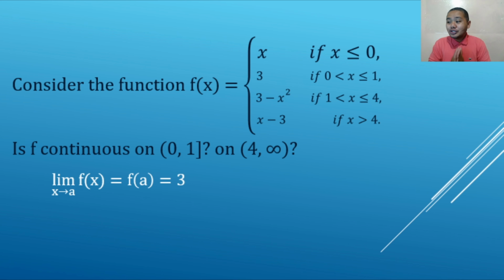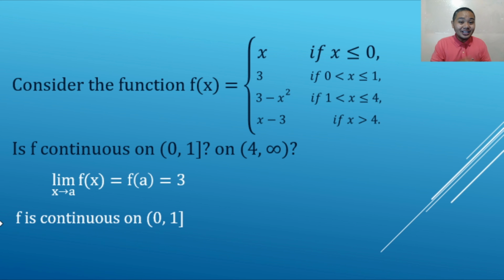Sir Ben, bakit yung limit ng f of x equal sa 3? Kung natatandaan nyo yung theorems on limits, the limit of a constant as x approaches to any number is the constant itself. So, f of x is 3. So, the limit of 3 as x approaches to any number between 0 and 1, that will be 3. Sir Ben, bakit yung f of a is 3? So, wala namang variable yung f of x natin dito. So, therefore, 3 pa rin siya. So, in that case, we can say that f is continuous from 0 to 1.